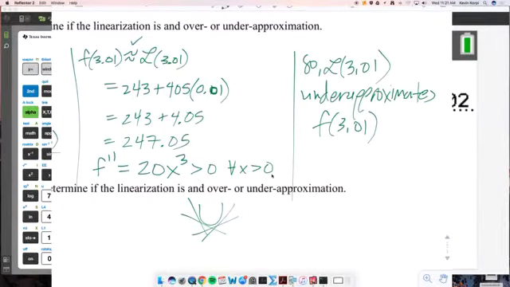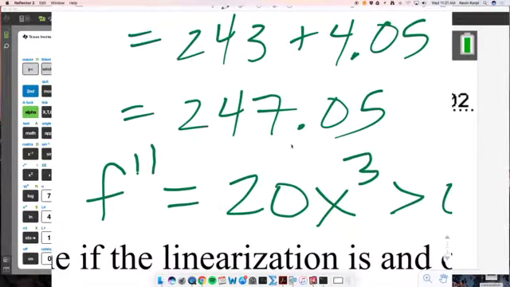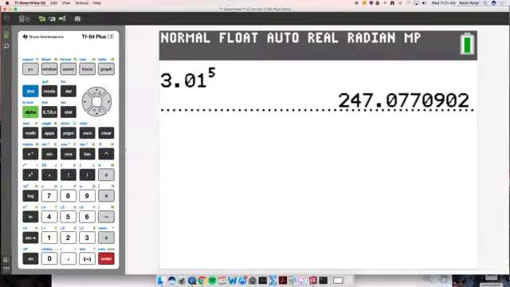Now let's see how much bigger. We have the luxury now of the calculator. We came up with 247.05. 3.01 to the fifth is 247.07. So notice I was only 100th unit away from the center, the point of tangency, and I was already 200ths off. But still a pretty good approximation.